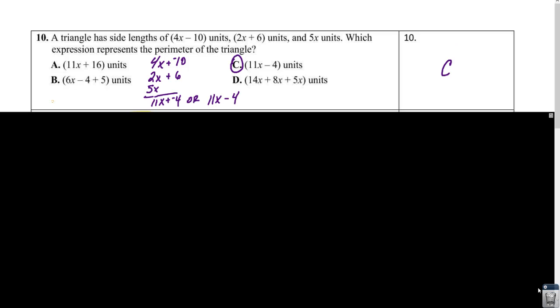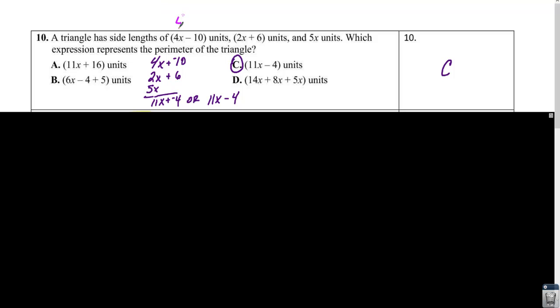Problem number 10. A triangle has side lengths of 4x minus 10, 2x plus 6, and 5x. What expression represents the perimeter of the triangle? Remember, perimeter means all the way around. So the first thing I did, and I did it in my head, didn't show it here, but I should show it here.